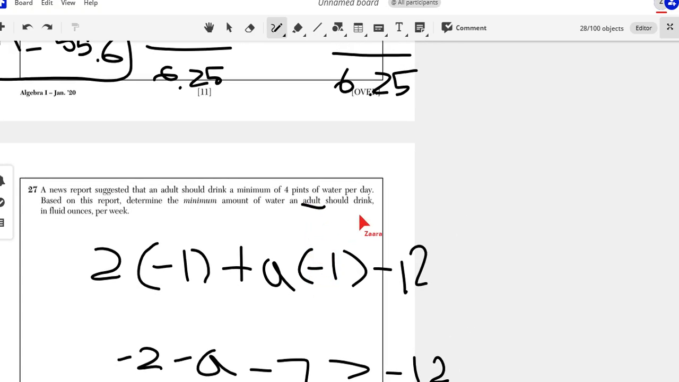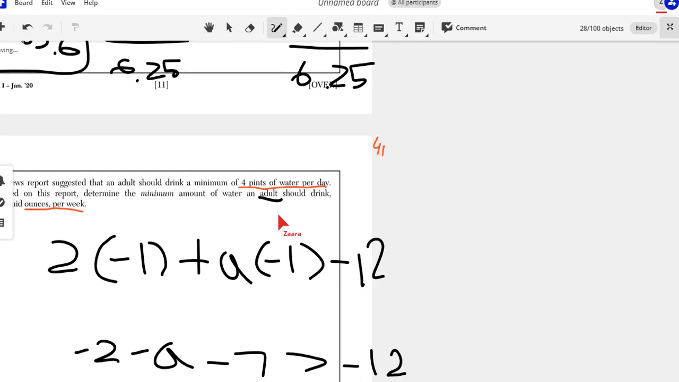Look at this question. A news report suggested that an adult should drink a minimum of 4 pints of water per day. Based on this report, determine what minimum amount of water an adult should drink in ounces per week. They tell us that you need to drink 4 pints per day, in one day, right?